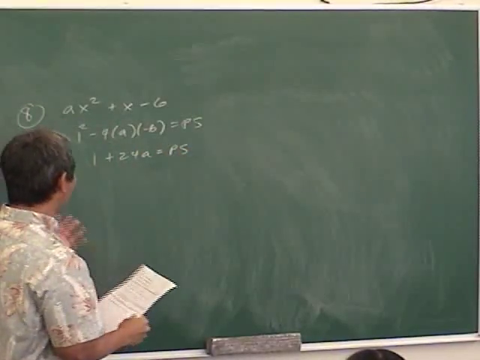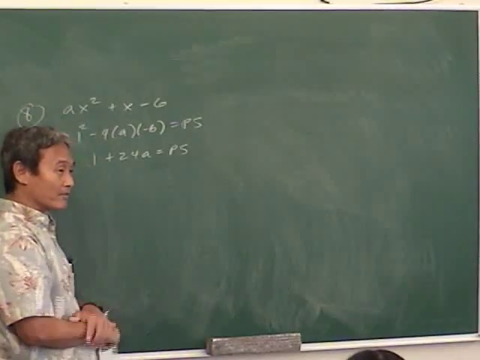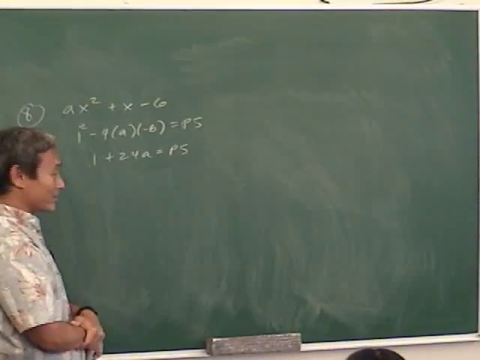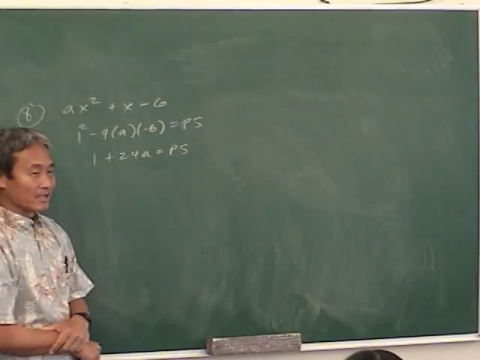So in problem A, I'm asking for the 5 smallest positive integer values of a. So if I plug in 1, is that a perfect square? Yes. 2? Yes. And so forth and so forth. You guys can get that, right?